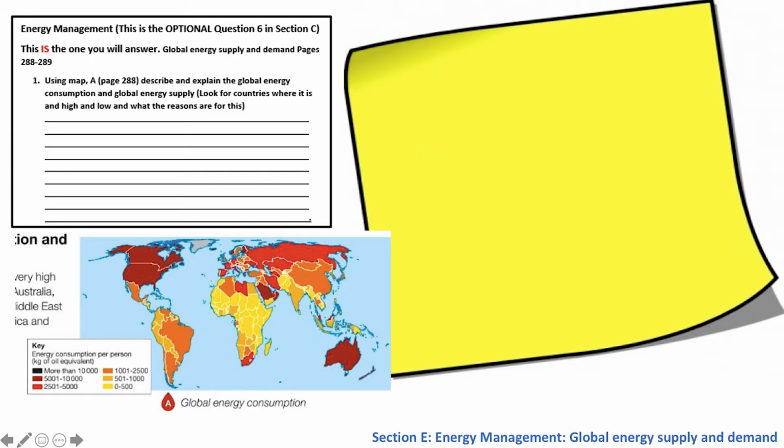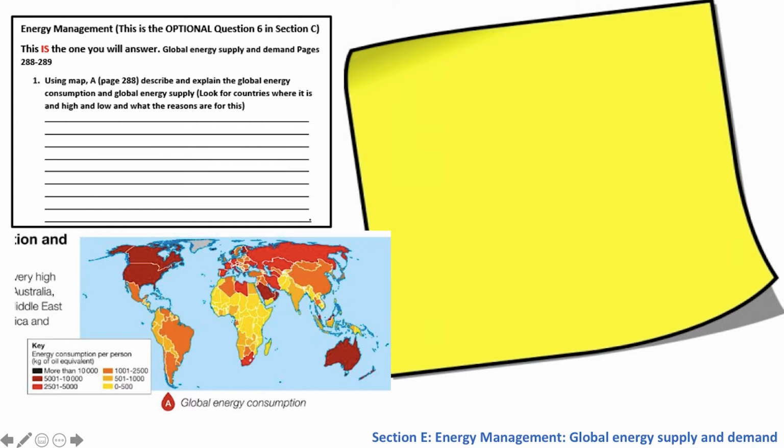So the first question here is about energy management. It says it's optional, but we may as well have a go. So it's question 6 in section C. This is the one that you're going to answer because we are going to be answering the question on energy in the main exam. So focusing on energy is really important for your revision.